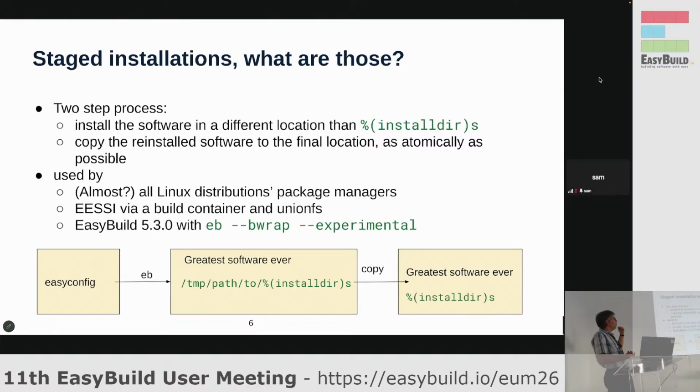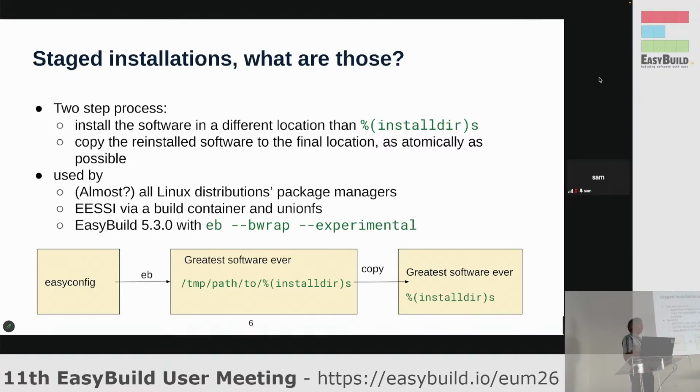But basically, the general method is called a staged installation. Because what EasyBuild does, and I think Spack as well, if I understood Spack correctly, is you basically install the software directly into the target location. But if you look at basically all the common Linux distributions, they don't do that directly. They use a two-step process. You create your RPM, and then you install your RPM.